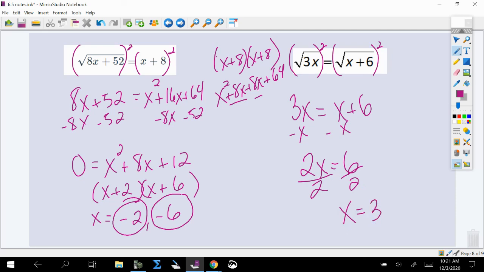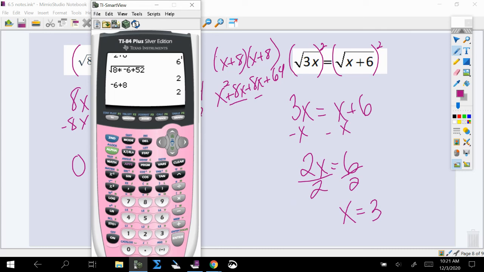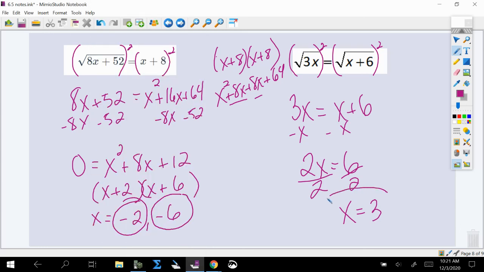To do a quick check to see if both sides are equal on this, because I did square both sides, I get the square root of 3 times 3, which is 9, and the square root of 9 is 3. And then on the right side, we get the square root of 3 plus 6, which is also the square root of 9, which is 3. So this one only had one solution, and it was indeed valid.